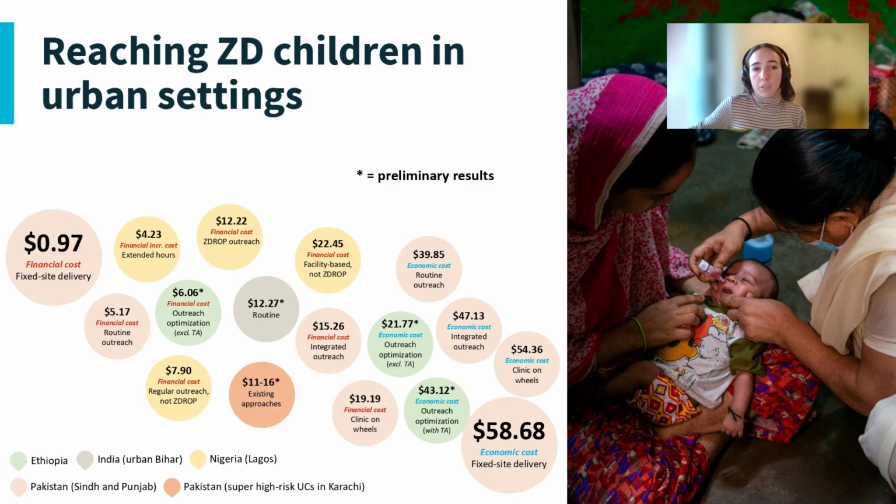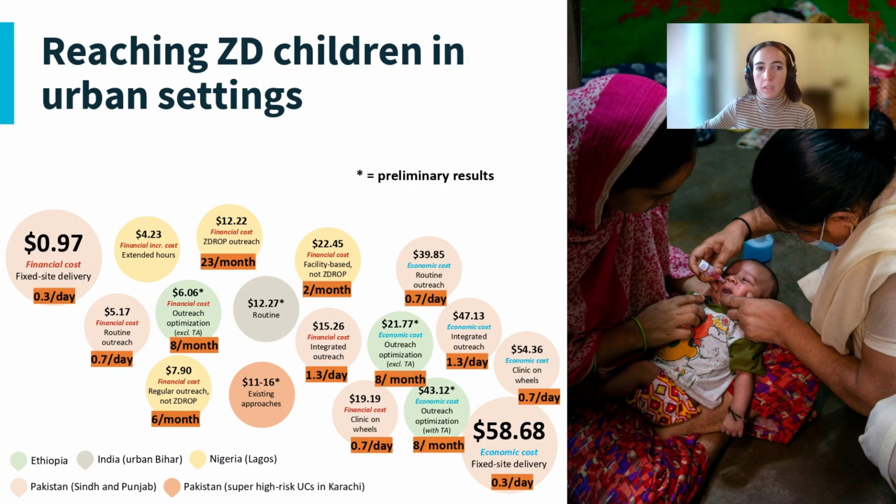When looking at the cost of reaching zero-dose children in urban settings, we also observe a wide range of costs. Here as well, a lot of the variation is driven by the delivery strategy or the intervention assessed, and also the type of cost analyzed, with costs being much lower if we're looking only at financial costs, which represent additional expenditure, as opposed to looking at economic costs, which also include the opportunity costs of using existing resources. So here as well, we see that some of the variation in cost is also explained by the number of children reached, but the picture is a bit more complex than in rural areas.